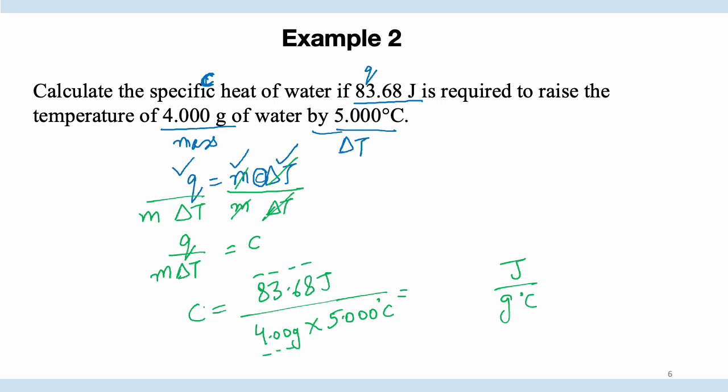This is 4. I'm missing a 0. The question gives you one more 0. This is 4 sig figs. This is also 4 sig figs. So my final answer should have 4 sig figs. If you plug this into your calculator, it will give you 4.184 with the correct number of sig figs. And that's your final answer.